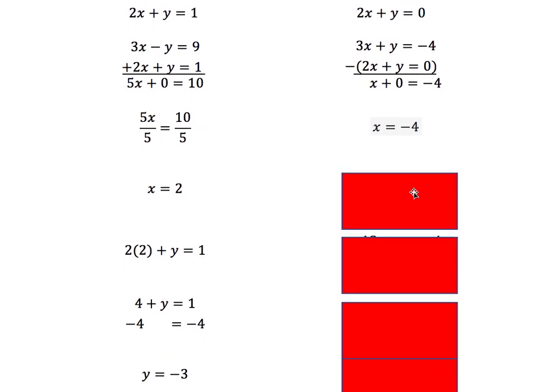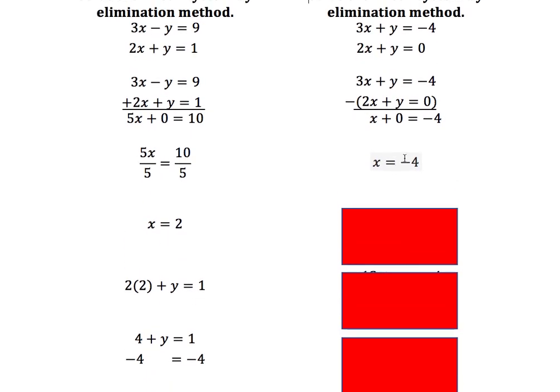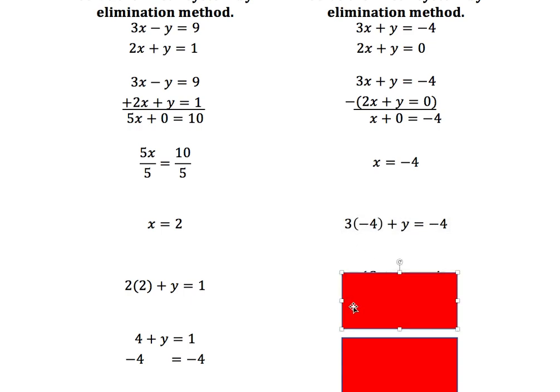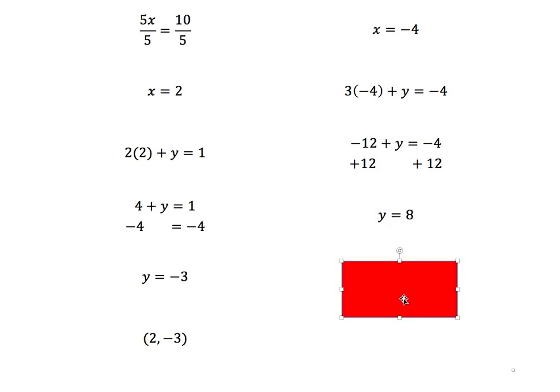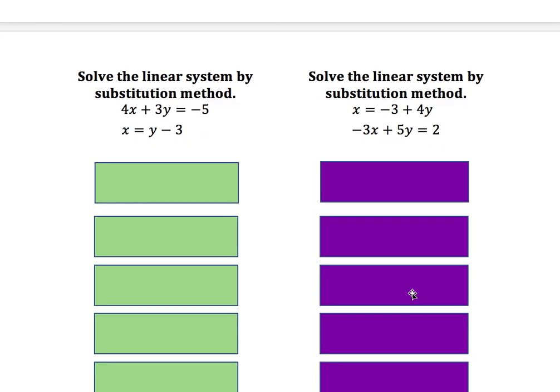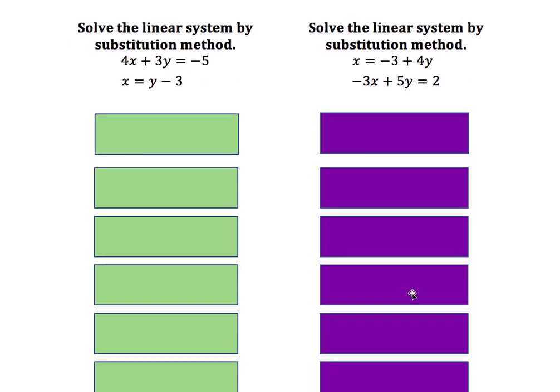Now that we know that x is equal to -4, we can plug in the -4 for x into either of the equations. This time I chose the top equation. Once I simplify that, I get -12 plus y equals -4. I want y to be by itself, so I'm going to add 12 to both sides of the equation. When I do that, I get y is equal to 8. So I now know that x is going to be -4, and my y is going to equal 8. So my solution is -4, 8. All right, let's move on to the next two problems.